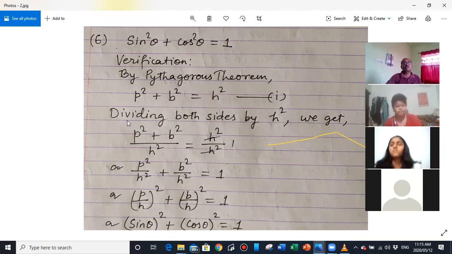Now see, these mathematical operations you learn in compulsory math algebra. So divide both sides by h square. Who is drawing these lines? Don't draw.